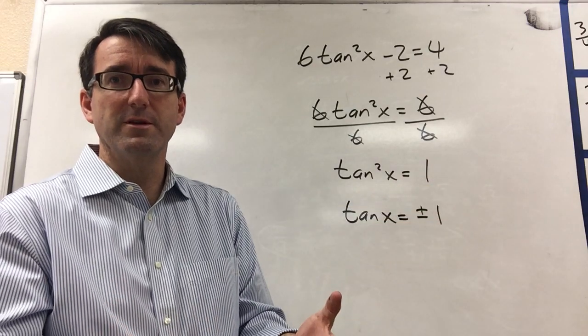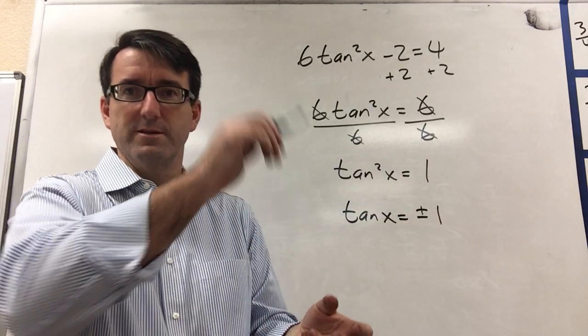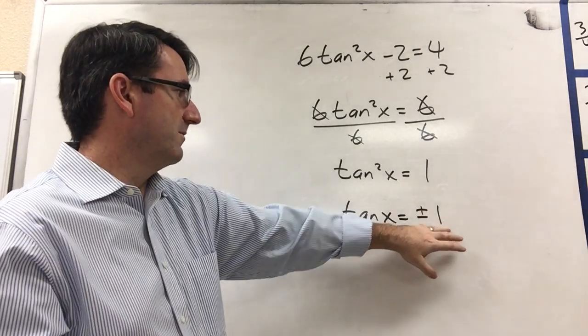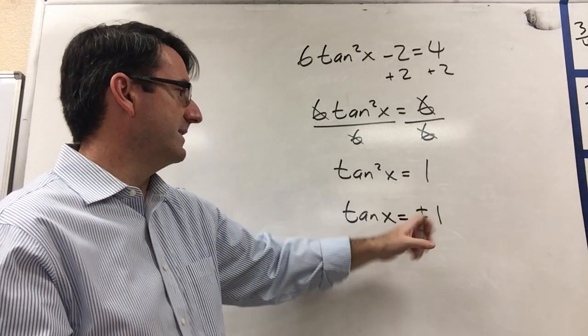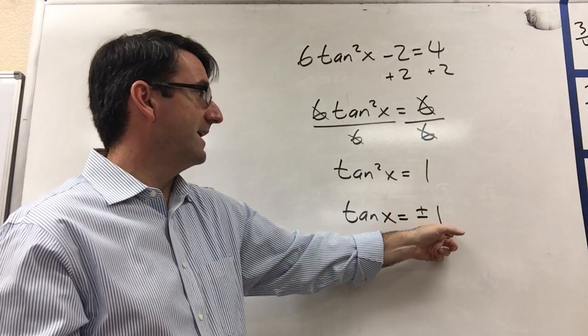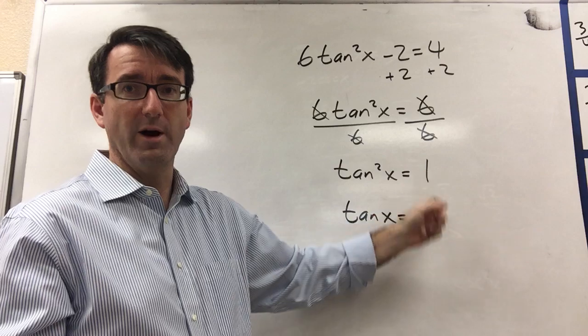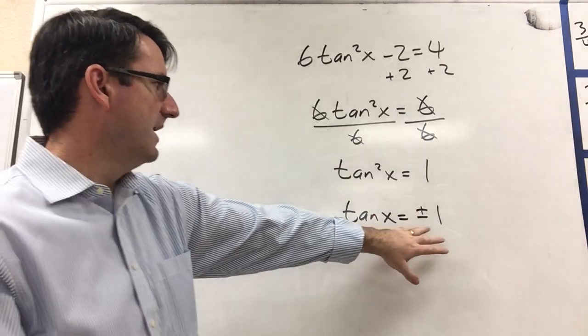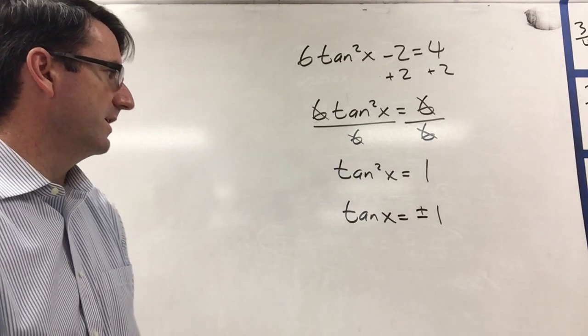You remember the plus or minus when it's the square root of 2 or something that's going to remain under a radical. But when it's 1, don't forget that we just took the square root of this. So negative 1 squared would be 1 just as much as 1 squared is 1. So we've got tangent is equal to plus or minus 1.